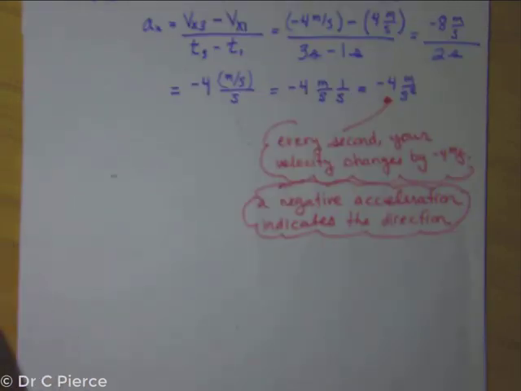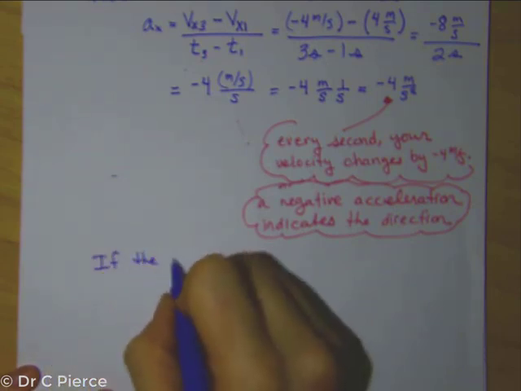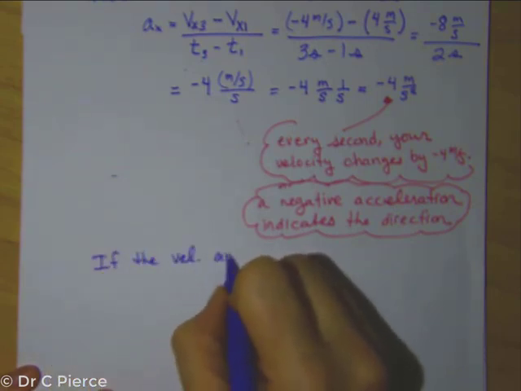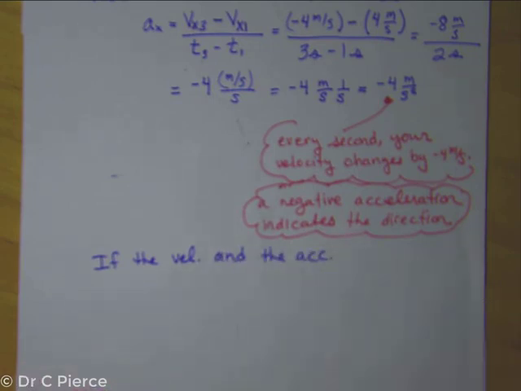And a lot of people find the sign of the acceleration confusing, so let me teach you the easiest way that I have found to describe it. If the velocity and the acceleration have the same sign, then the object is speeding up.